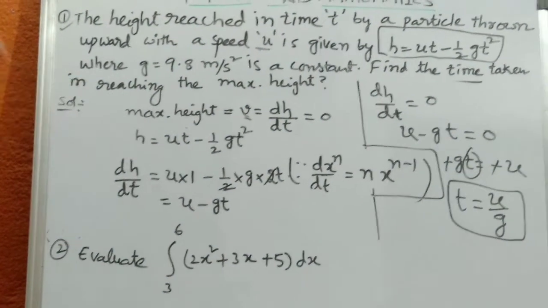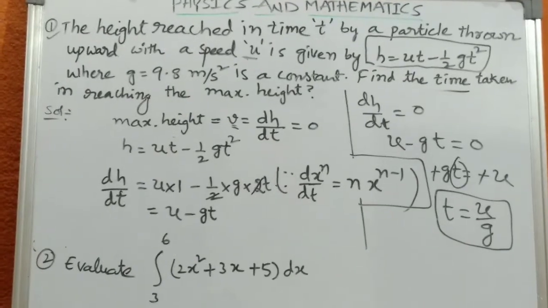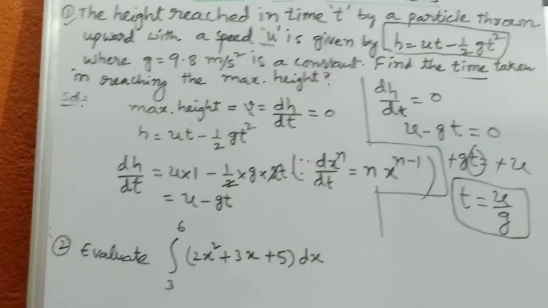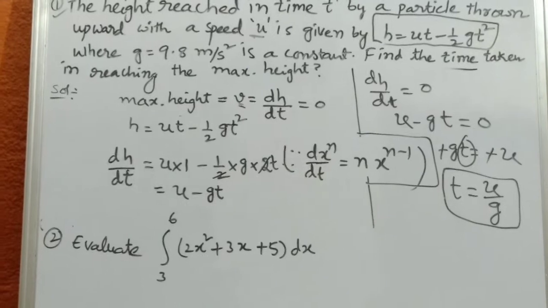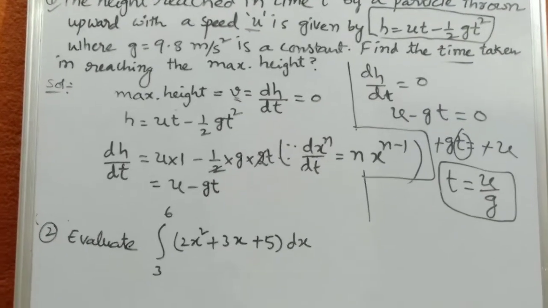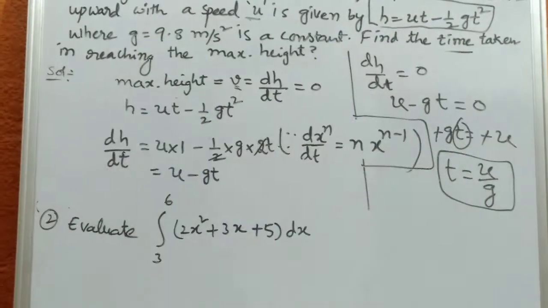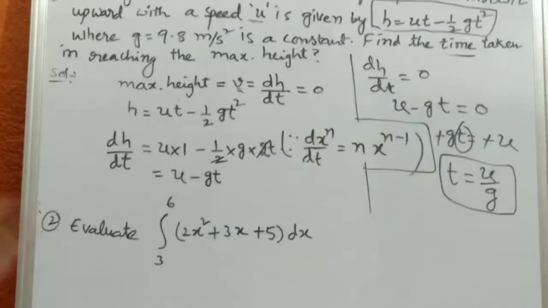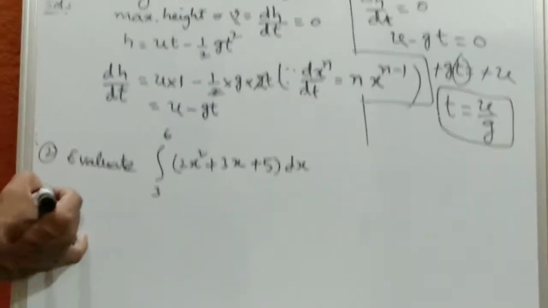When you throw an object vertically upward, this is called the time of ascent. The time is t equals initial velocity by acceleration due to gravity, t equals u by g. So we can find that by using differentiation.